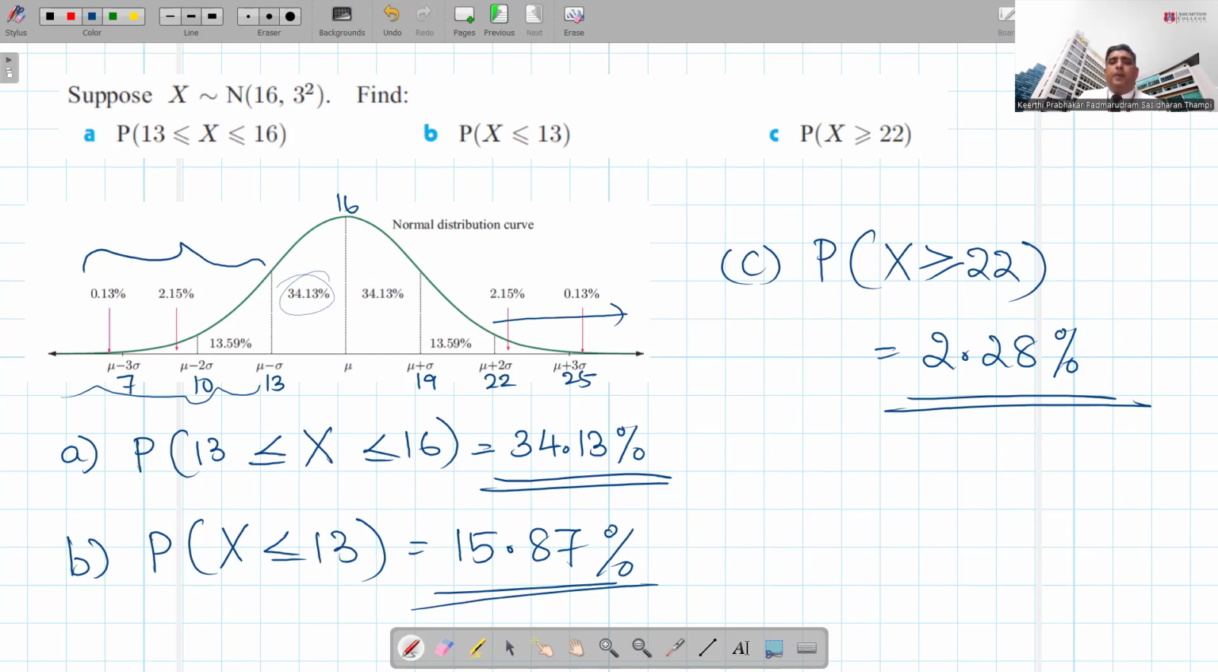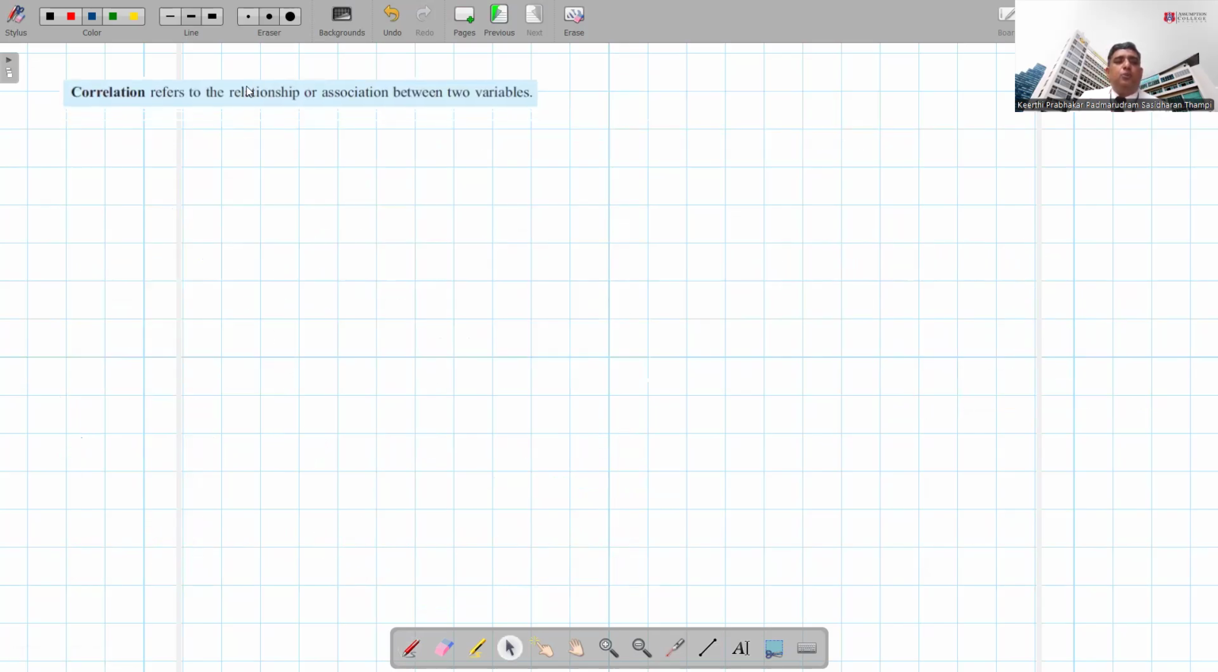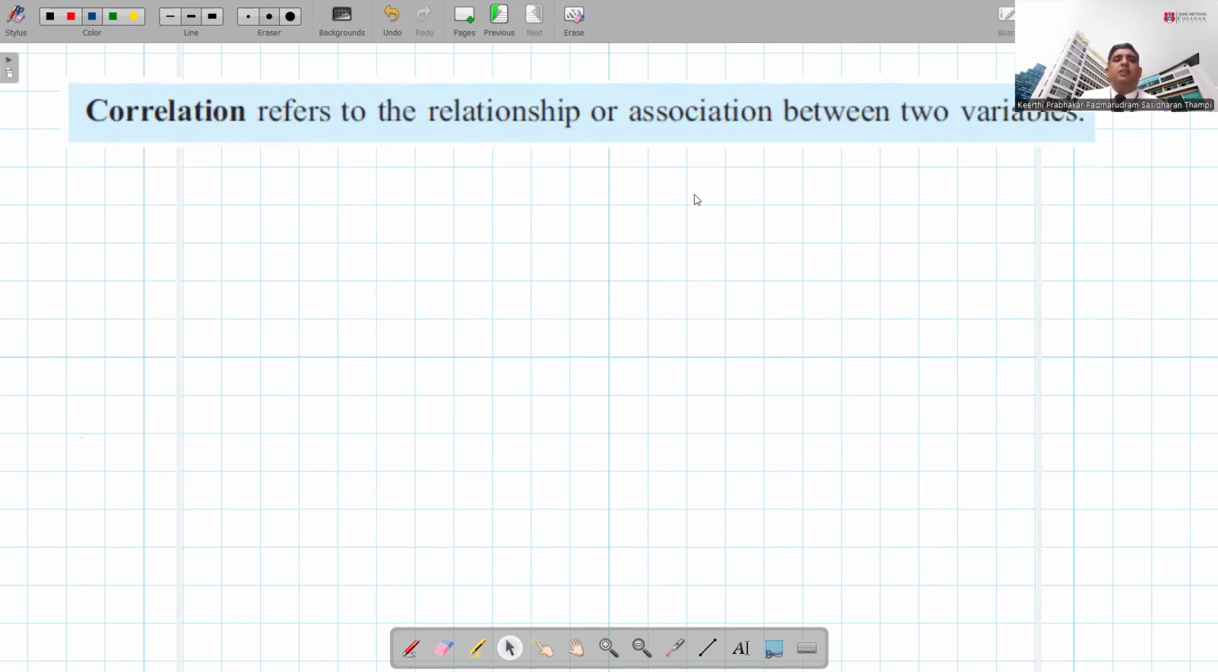Now we have one more topic, which is correlation. Correlation is a more elaborate topic. I already gave you the necessary notes in class, so I'm going to repeat it once again. In two variable statistics, correlation refers to the relationship or association between two variables.